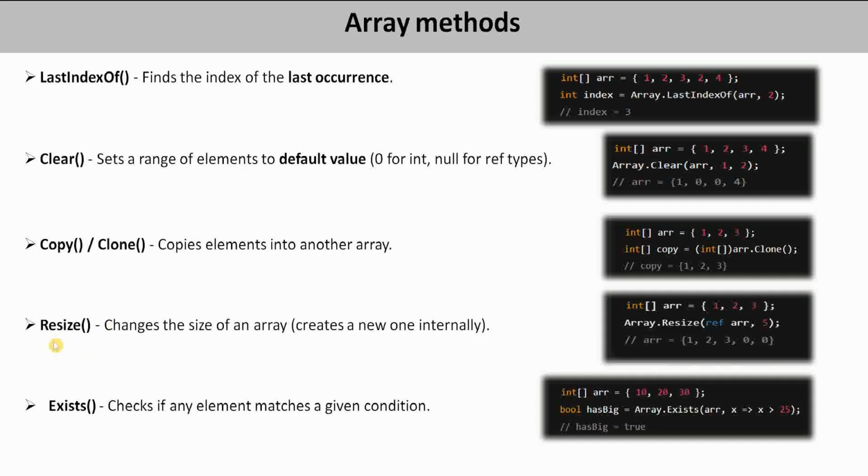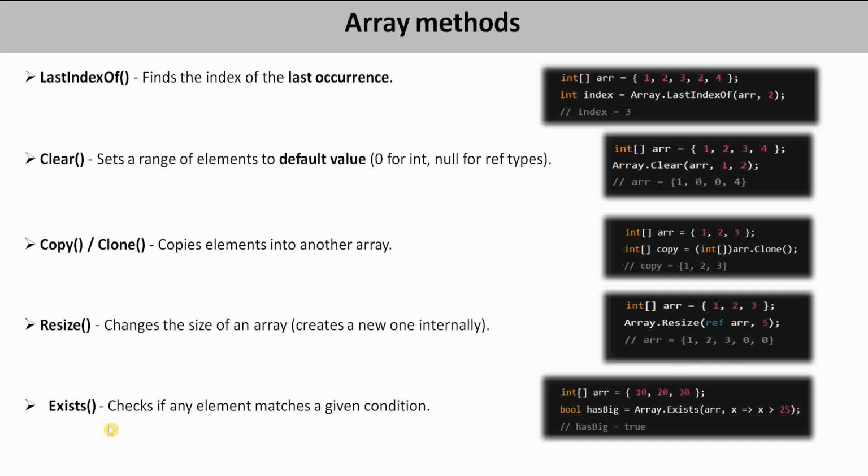Next we have the Resize method. It changes the size of an array, creating a new one internally. Resize means, suppose we set an integer array with size 3. If at some moment we have a requirement to increase the size of that integer array, how can we do it? We can do it this way: Array dot Resize, then the ref keyword, then the array name, then the total size we set. This is the new total size for this integer array. First we set 3 values, next we set 5 integer values. So we can add 2 more new values to this integer array. So this is the Resize method.